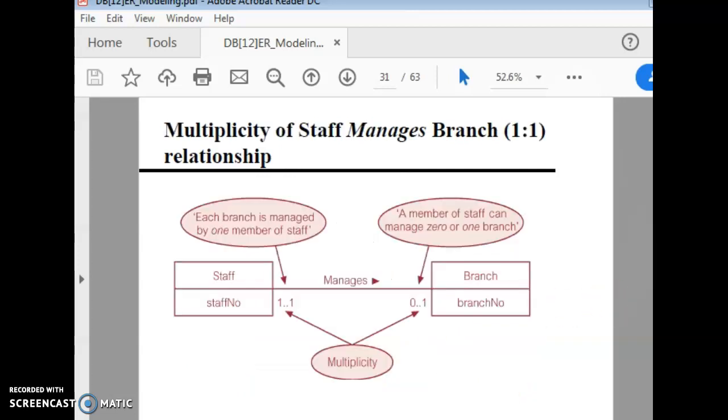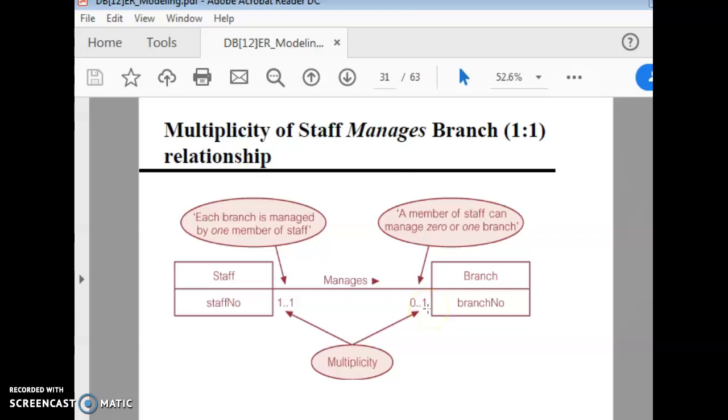Now see the ER diagram for the same example. ER diagram uses a higher level of abstraction than the semantic net by hiding the details of entity occurrences. As we know in this example, a member of staff can manage 0 or 1 branch. We place a 0 to 1 beside the branch entity type.